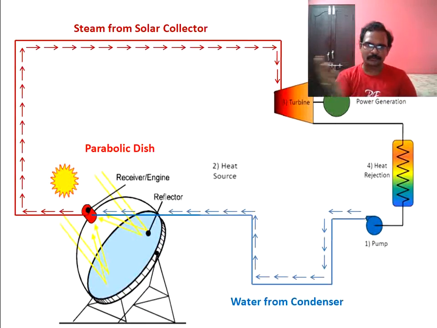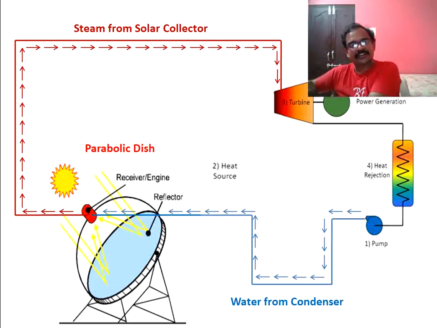Water from the condenser will be made to flow through the receiver, which is at the focal point of this parabolic dish collector. The sunlight falling on this parabolic collector will be reflected back onto the receiver, and the receiver will get heated up and convert this water into steam. The steam coming from this parabolic dish solar collector will fall on the turbine.